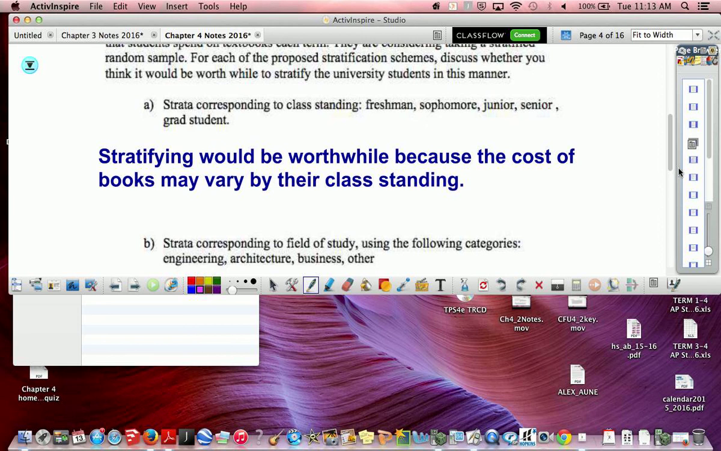So part B gives you another strata. It says strata corresponding to field of study. Use the following categories: engineering, architecture, business, other. So they just give you 4 categories. Do you think cost of books and expenses would be different within the majors? Yes. Yeah, we actually just talked about it.